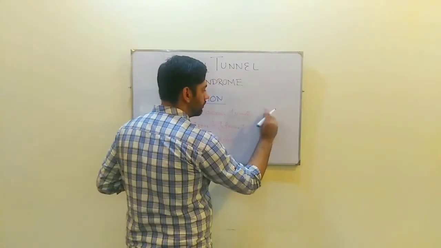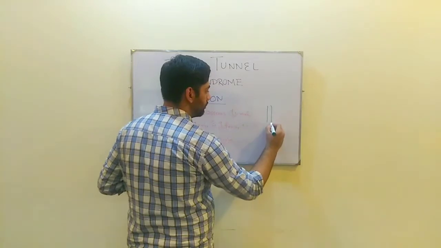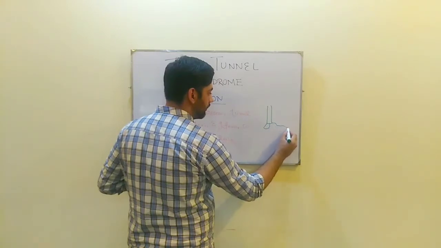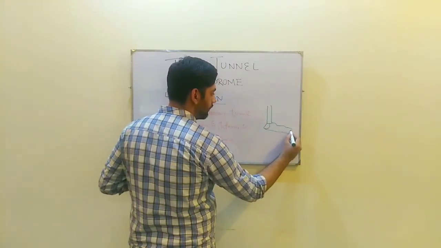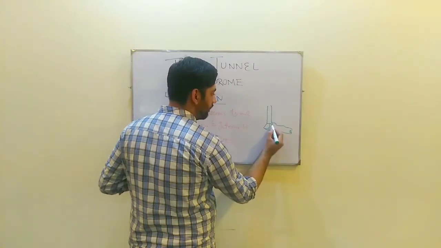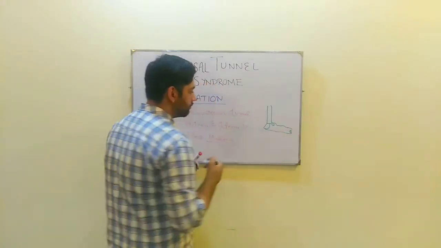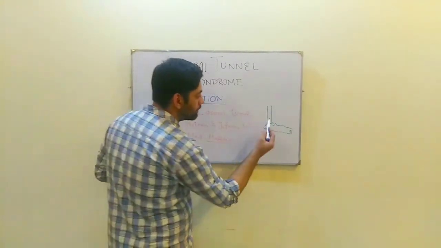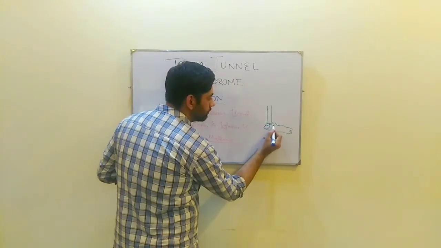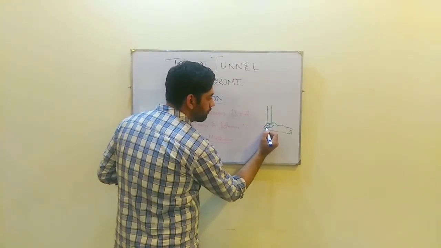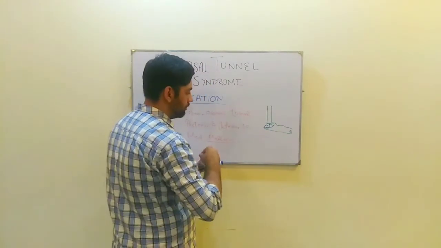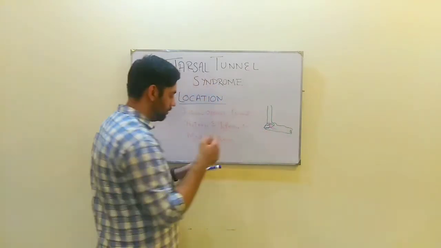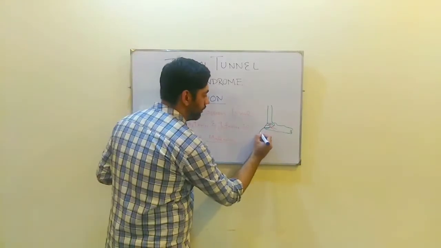If we draw it, we can also draw it. This one right here is the tibia. This you can say is the calcaneus. This is the foot. And if this is the medial malleolus, then the tunnel is located posterior and inferior to the medial malleolus right here. Different structures pass through this tunnel. It is also covered by the flexor retinaculum.